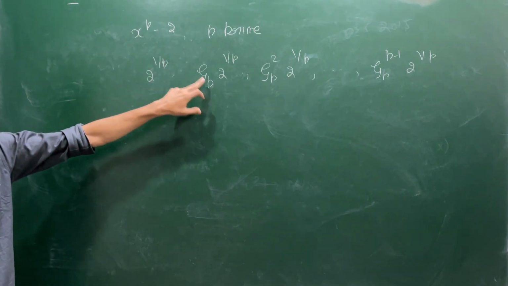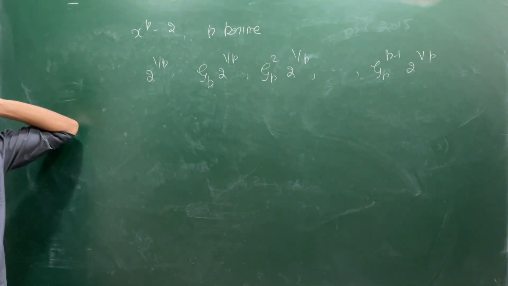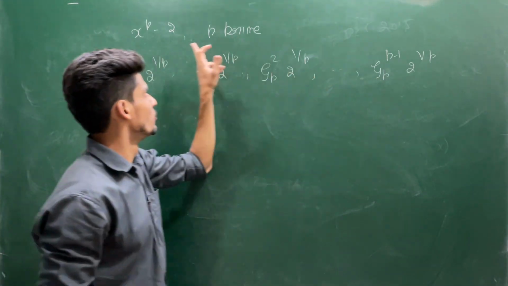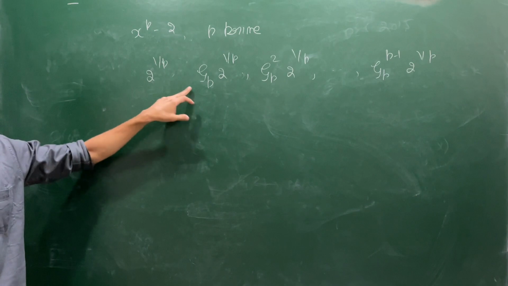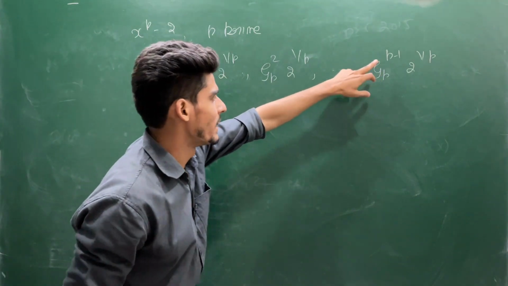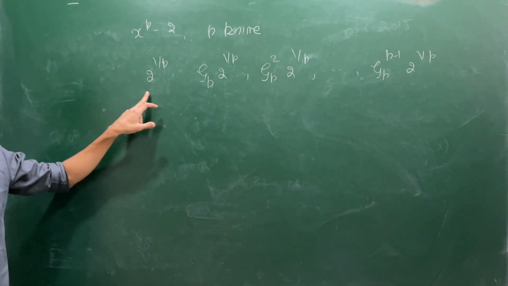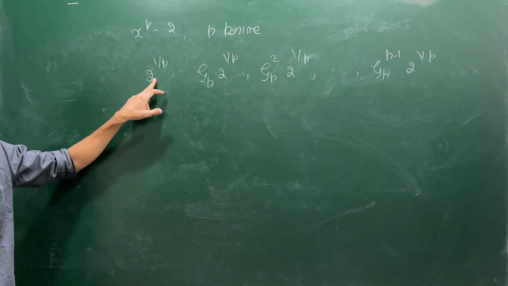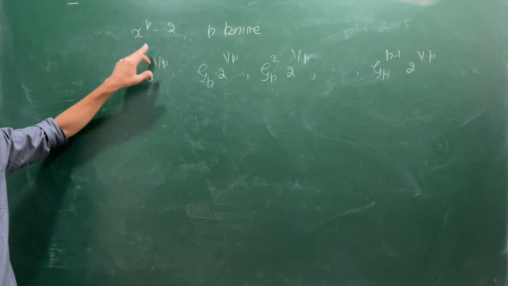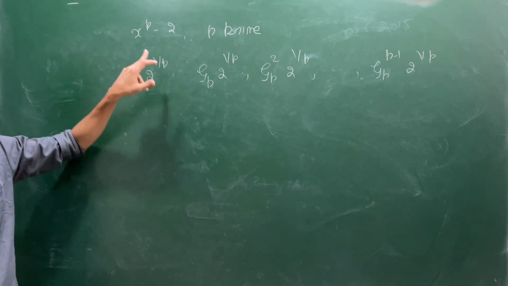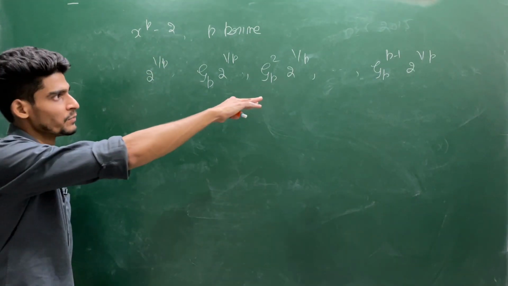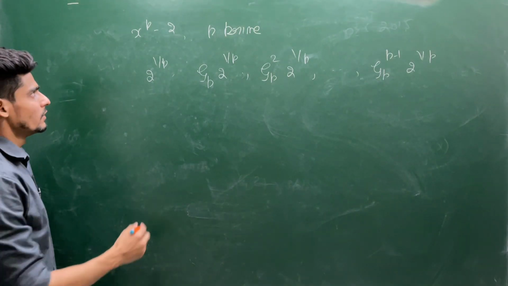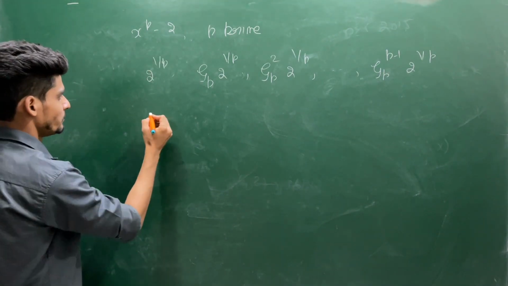You can put this in, you will get 0. You can put this in, you will get 0, because zeta p, zeta p square, up to zeta p to the power p minus 1 and 1 are all roots of unity. So if you put into x to the power p, you will get 1, but you are taking 2 to the power 1 by p also, so you will get 2 to the power 1 by p whole power p, which is 2. So 2 minus 2 will be 0. So all are roots of this equation. Now you are looking for the splitting field.